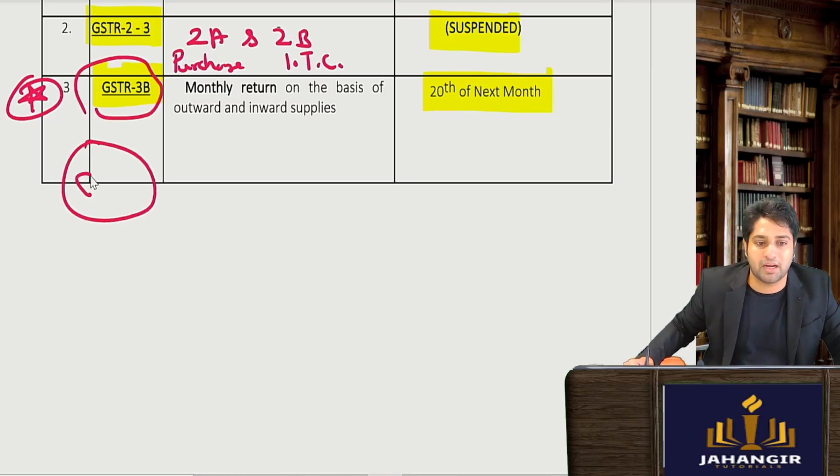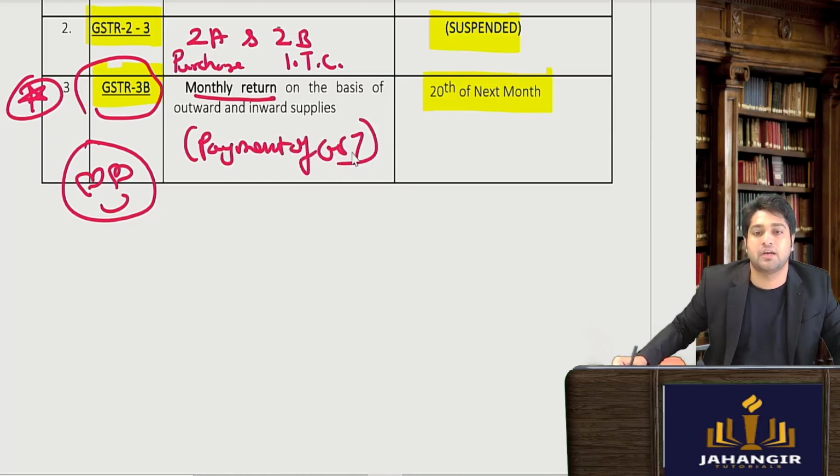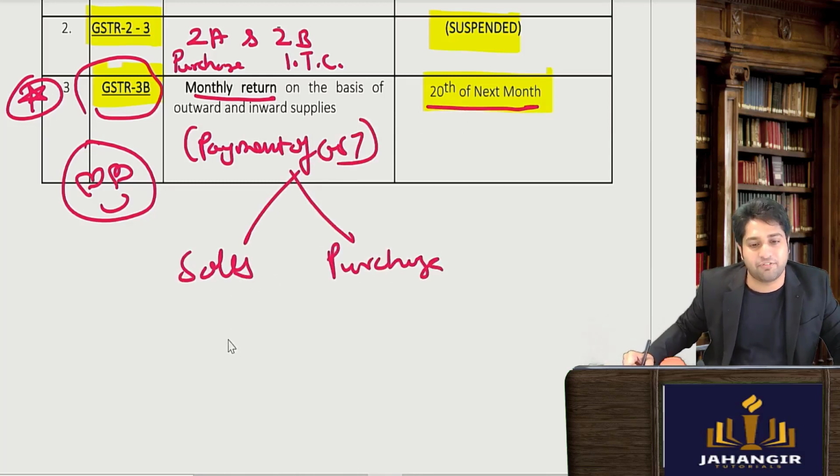So government will love GSTR 3B because you make monthly return and you make a payment of GST. Payment of GST to the government by the 20th of the next month on basis of your sales and on the basis of your purchases. Whatever is the net figure, you will have your GST payable, right?